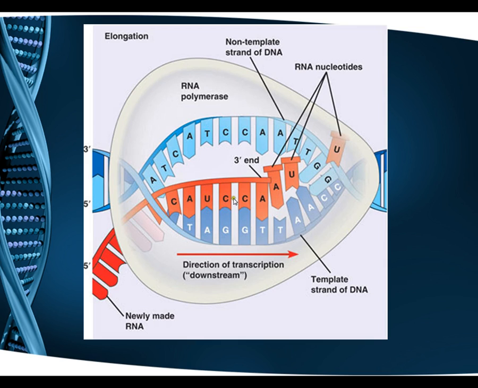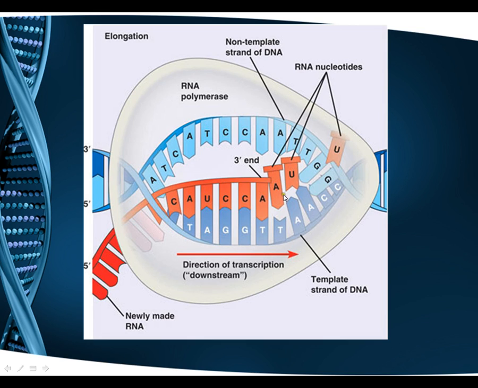Here's a picture of step 2, elongation. Inside the RNA polymerase, this very large, still somewhat looks like a guitar pick, the DNA is unwound, so that's shown here. The template strand is shown in dark blue. The other strand is light blue, and they come back together at the other end of the RNA polymerase and twist back up into the normal double helix shape.